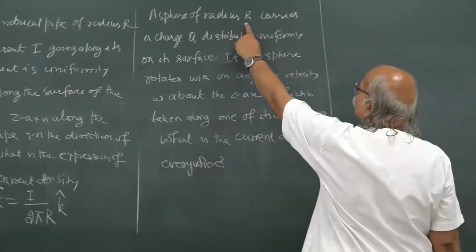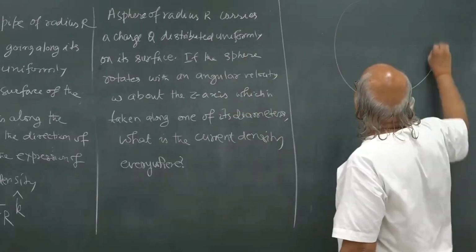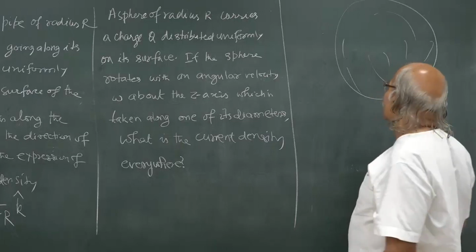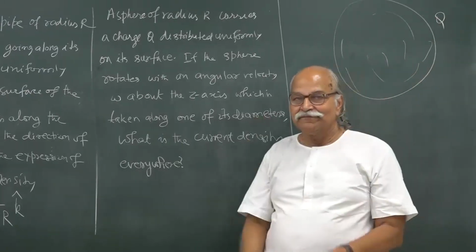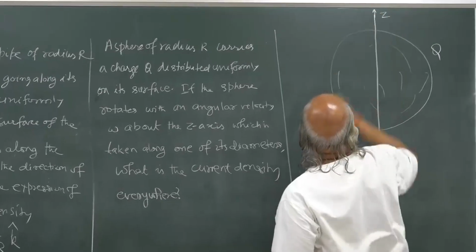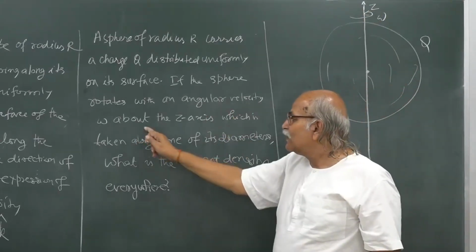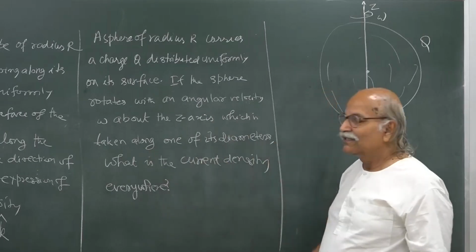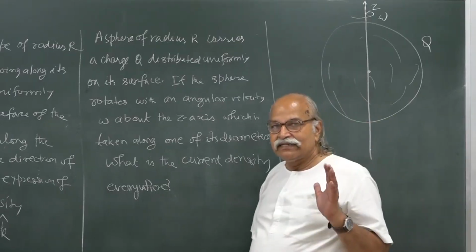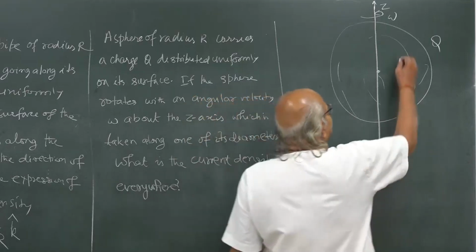So you have a sphere of radius capital R that carries a charge capital Q distributed uniformly on its surface. On the surface of this sphere, that 4 pi capital R square area, a total charge Q is distributed uniformly. Then this is rotating about one of its diameters, which is taken as the z axis. This is the z axis, here is the center, and it is rotating with a uniform angular velocity omega about the z axis, which is taken along one of its diameters. So that's the situation, and you have to find current density everywhere. So current density is only on the surface of this sphere, because the charges are only on the surface of the sphere. So take any point on the surface.